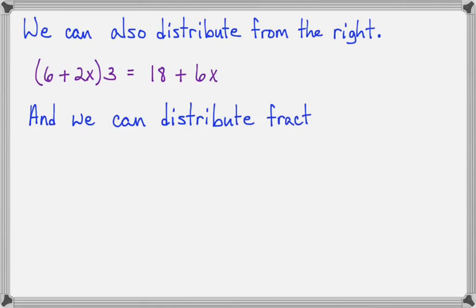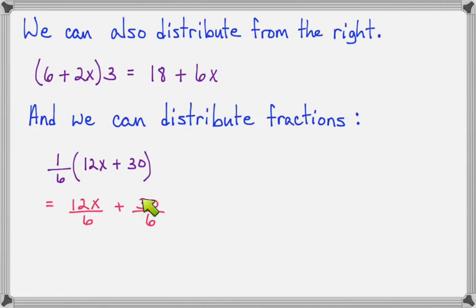Now we can also distribute fractions. So when you see a fraction, don't let it alarm you, because you know how to distribute, you know how to multiply fractions. Well, distributing is just more multiplying. So here's the way I write it out, though, to make it easier. If I have a fraction to distribute, I do 1/6 times this term, and I write it like this. So when I distribute, whatever is on the bottom, I just put that on the bottom. So 1/6 times 12x gives us 12x over 6. And then 1/6 times 30 gives us 30 over 6.